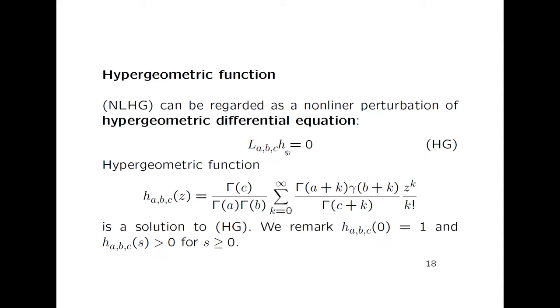Maybe I'll show the next slide. Because if the right-hand side is equal to 0, this is the original hypergeometric differential equation, a very classical subject. And the special solution is called the hypergeometric function. There are equivalent ways to define it, but this is one way to define it by using a power series. This hypergeometric function solves this equation. This special solution is equal to one at the initial point, and it is always positive for other values. So this is the famous hypergeometric differential equation. Let's go back to the previous one.